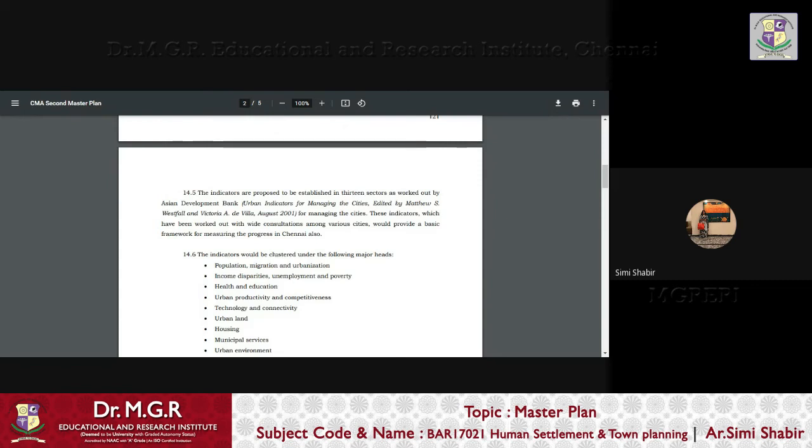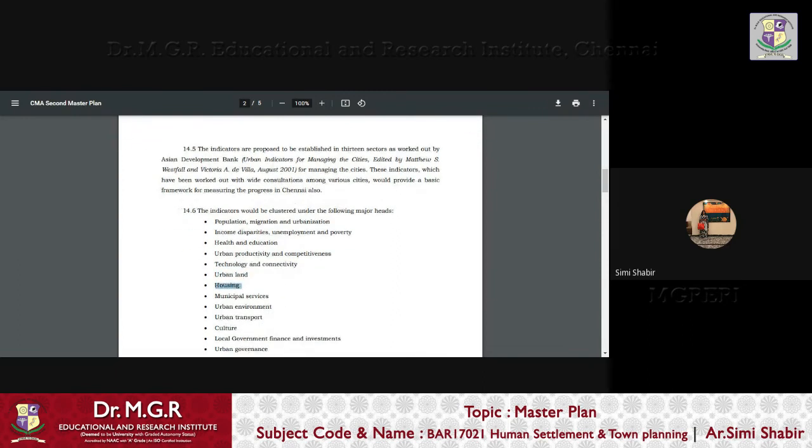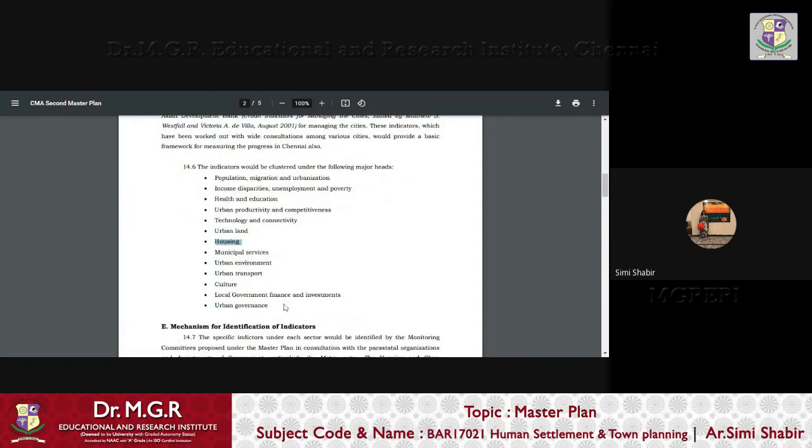And here I have listed down the indicators for Chennai city, which were clustered under the following headings: population, migration, urbanization; then income disparities, unemployment, and poverty; health and education; urban productivity and competitiveness; technology and connectivity; urban land; housing; municipal services; urban environment; urban transport; culture; local government finance and investments; urban governance.